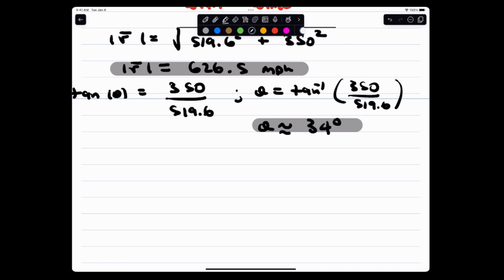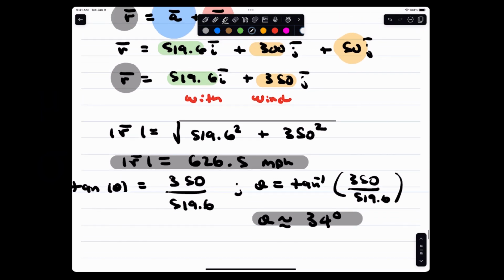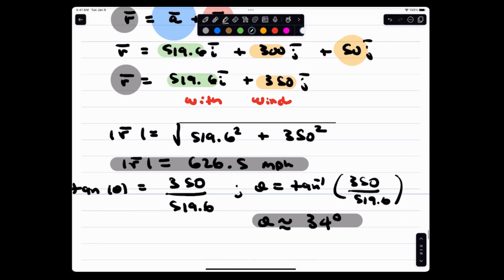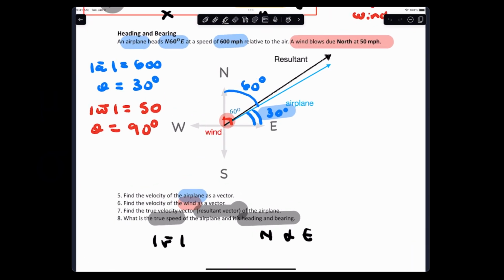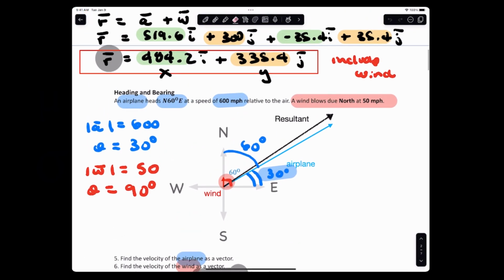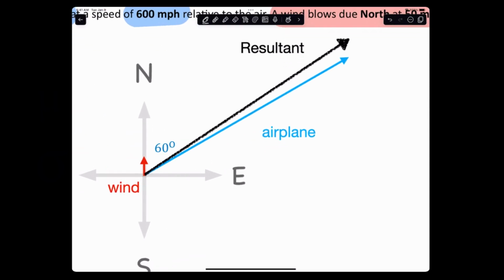Is that true? So double check, ladies and gentlemen. These are the kind of things we want to get, okay? However, that's not the heading and bearing, is it? Right? 34 degrees, that's not the heading and bearing. Which you found, really, is that the standard angle over here, that was 35 degrees. Okay?